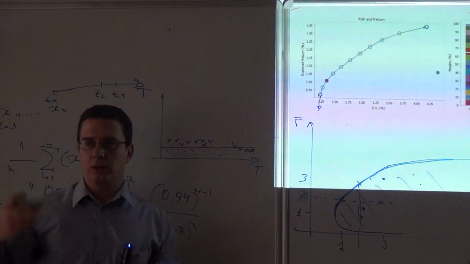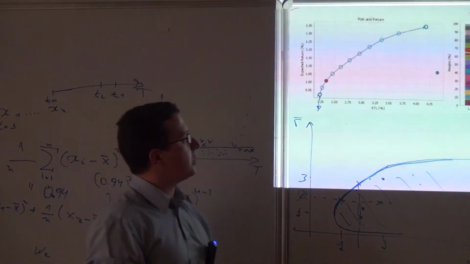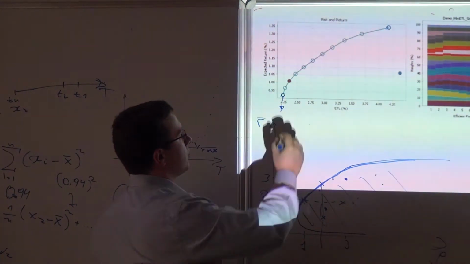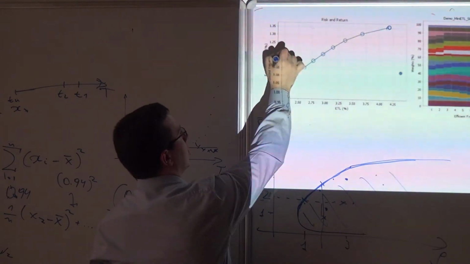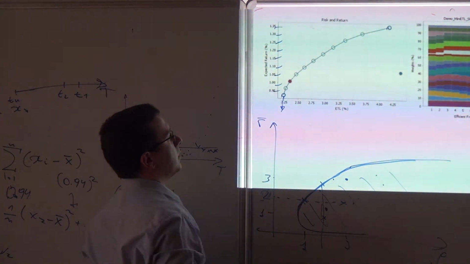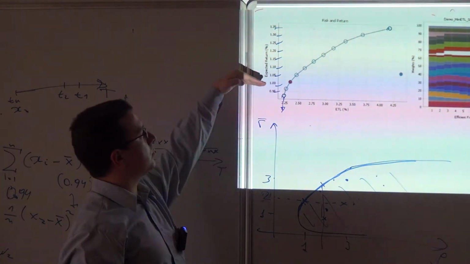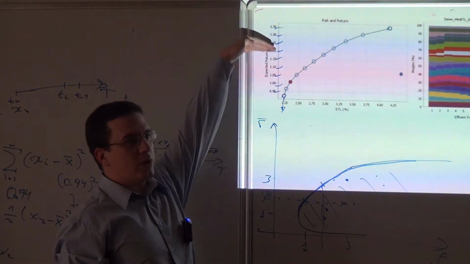You're not really interested in the risk. You solve for the maximum return, and then you space out here, and you calculate minimum risk subject to constraints on the return.